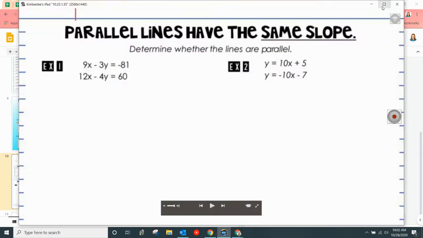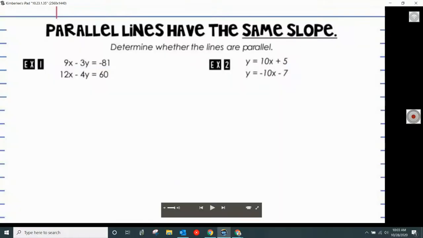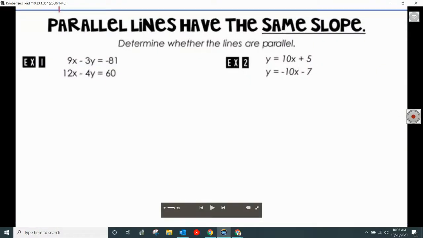Okay, so I'm going to move on over to my iPad so that we can work through some of these together. So here we go. Okay, so since we just discovered on Wednesday that parallel lines have exactly the same slope, well, now if we're given equations of 2 different lines, we can determine whether or not they're parallel. So that's what we want to do.